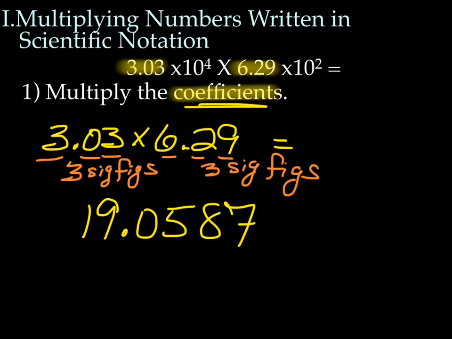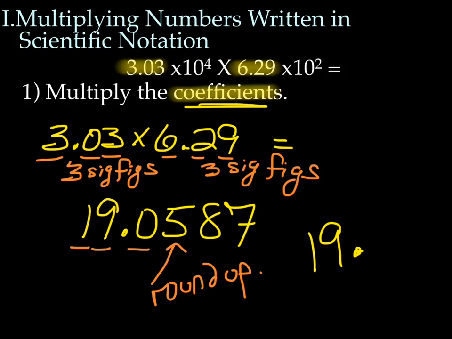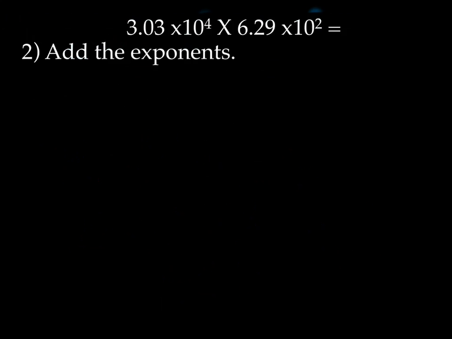So we need our answer to have 3 sig figs, which is going to be the first 3 digits, 1, 9, and 0. So we have to drop the 5 on. So we look at the 5, the first number we're going to drop, and remember, if it's 5 or larger, what do we do? We are going to round up. So our final answer with appropriate sig figs for multiplying coefficients 3.03 times 6.29 is 19.1. So we've multiplied the coefficients.